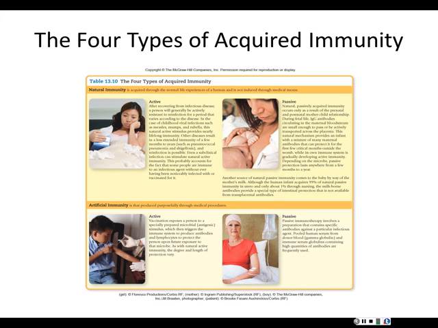Naturally acquired passive immunity, that means it has to occur through a natural process, but a person is receiving pre-made antibodies. So like when an infant breastfeeds or a fetus in the womb receives antibodies across the placenta, that's a natural process, but it's passive for the infant.